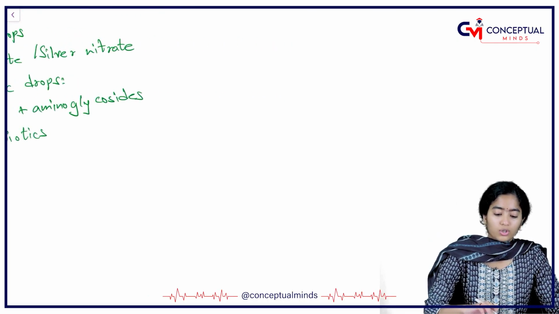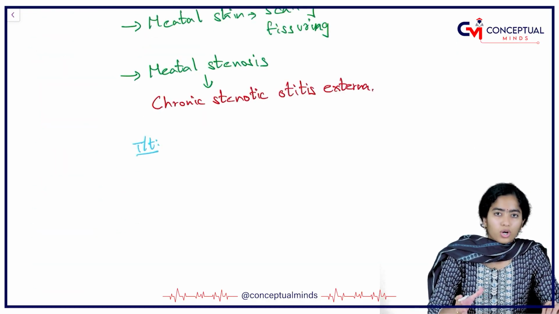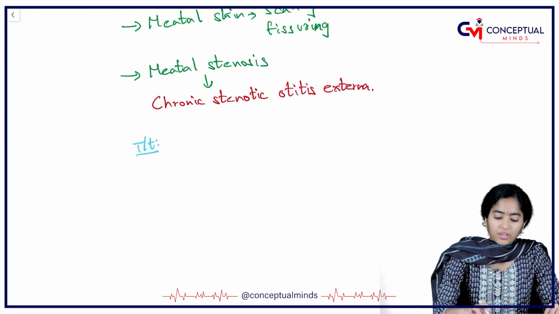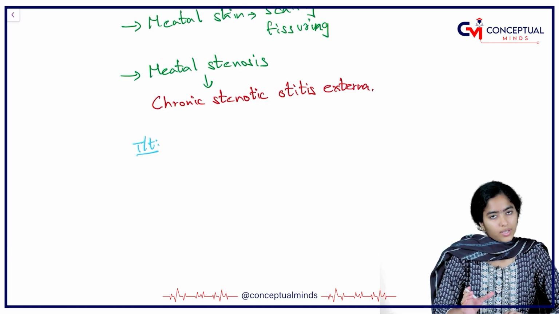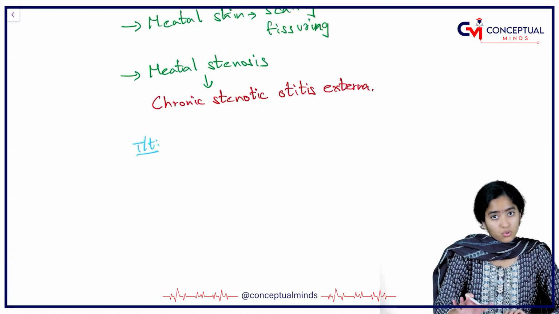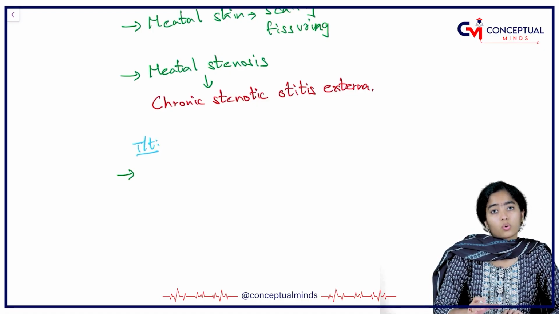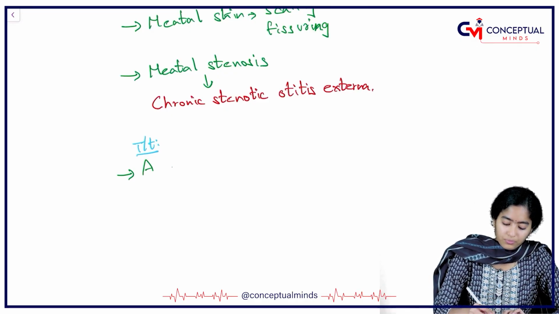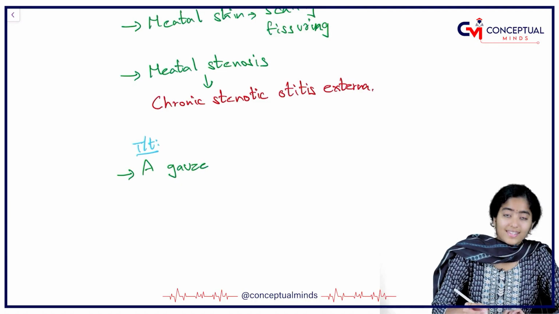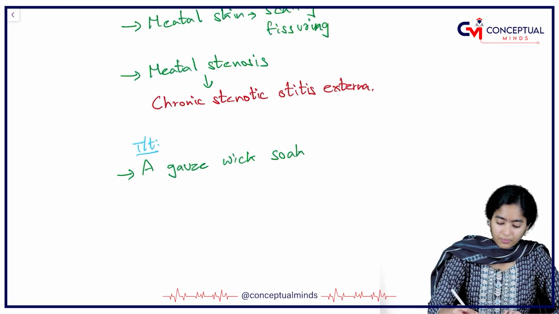What should be done in chronic phase? For some reason, the patient has progressed into chronic phase. In this condition, we try to again reduce the swelling, that is most important here, by inserting a gauze wick that is soaked in 10% ecthamol glycerin. As I already told you, ecthamol is hygroscopic, so it reduces edema.